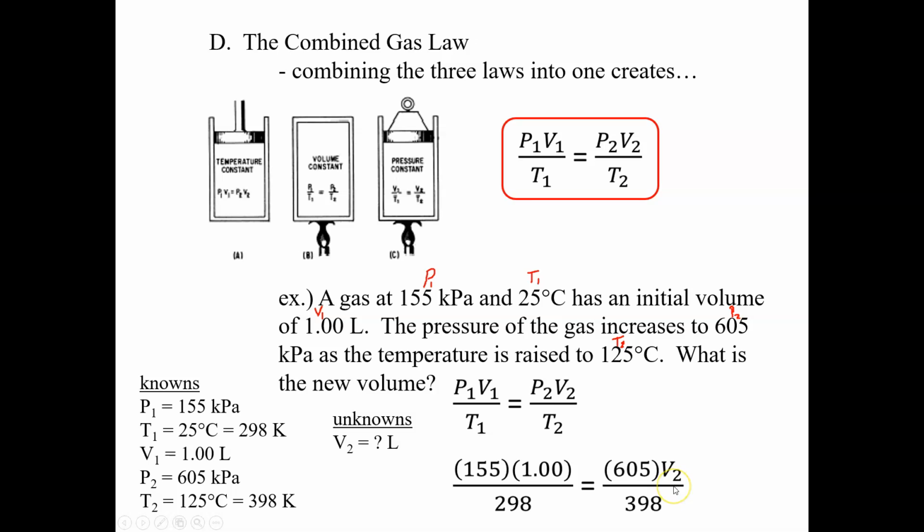And then it's a matter of simplifying. We would have to take 155 times 1 on the top here, and divide that by 298. We'd have to get rid of the 398 on this side. Since it's being divided on this side, to move it over, we would have to multiply it. And then the 605 would need to be moved to the other side. Since it's being multiplied on this side, we would need to divide it on the other side.